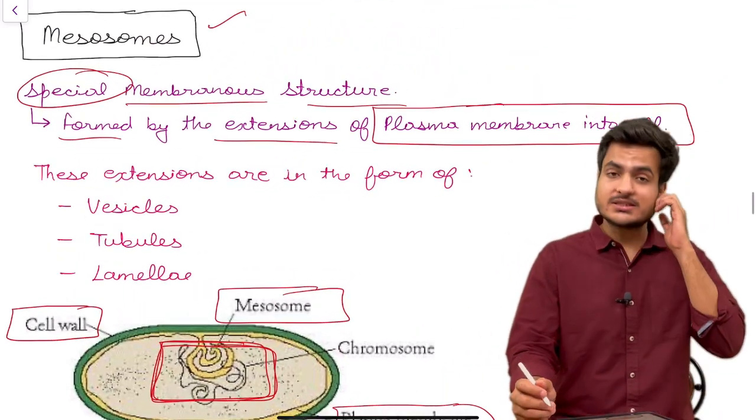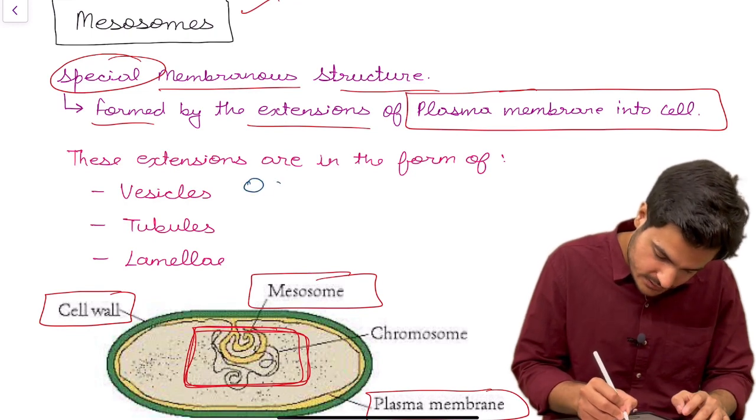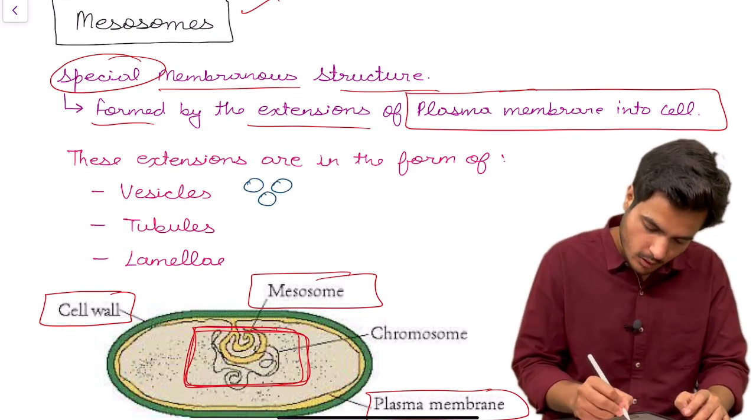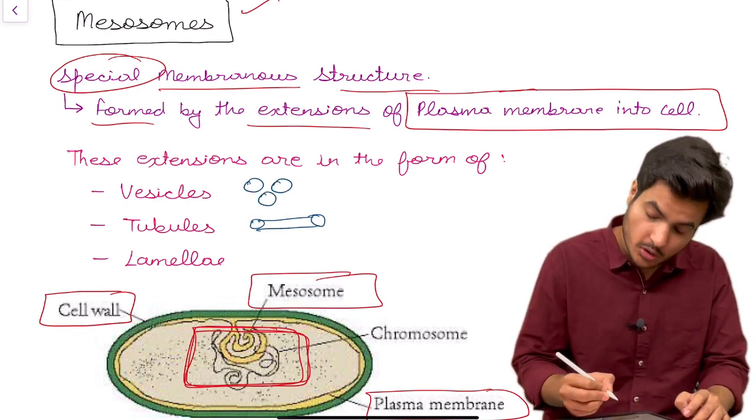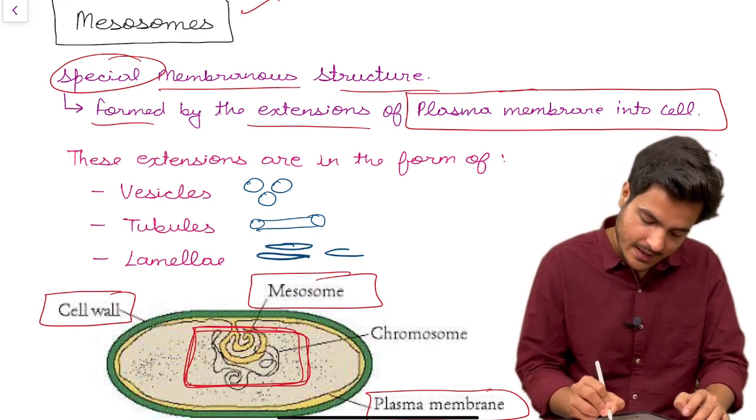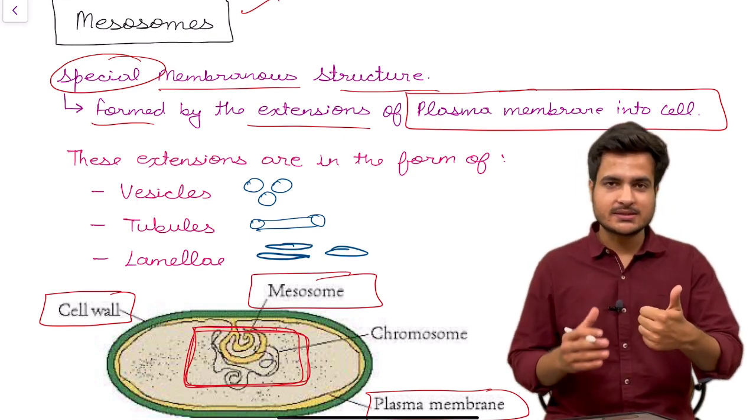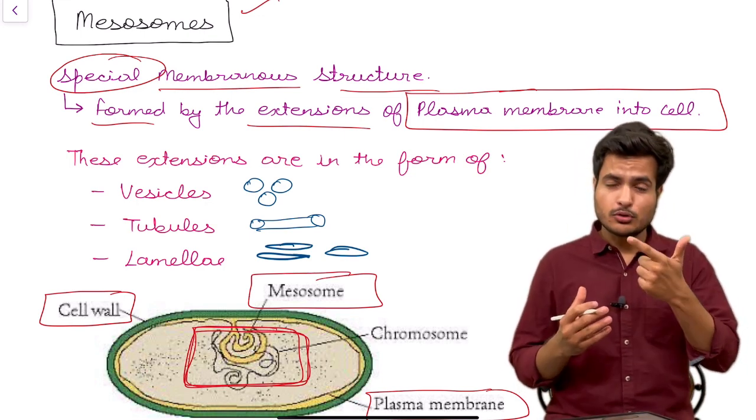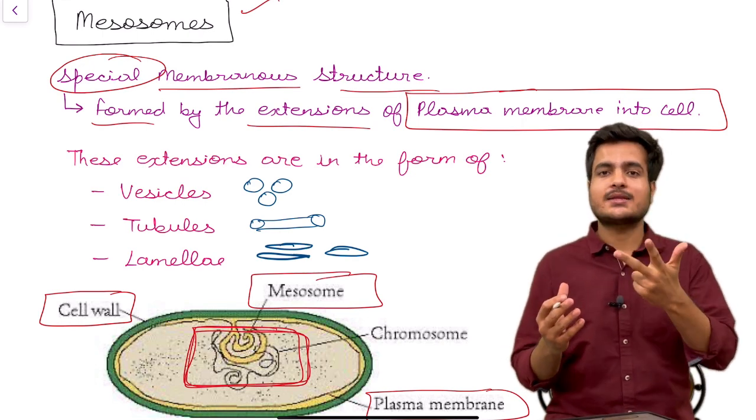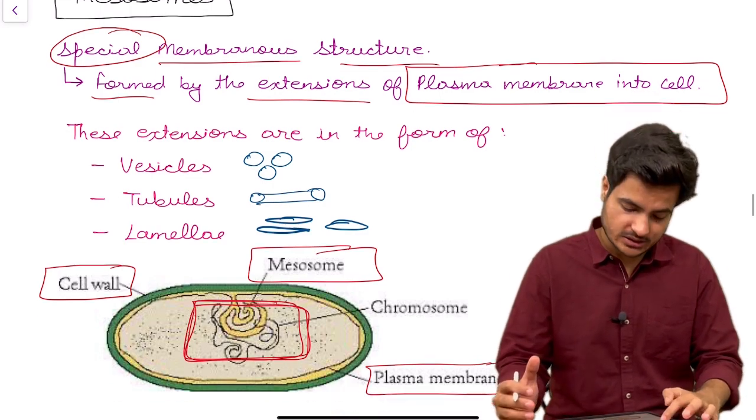So these extensions can be of three types. Either they can form spherical structures called vesicles, or elongated tube-like structures called tubules, or plate-like structures called lamellae. So mesosomes can have three structures: vesicles if they are spherical, tubular if they have a tube shape, and lamellar if they have a plate-like structure.